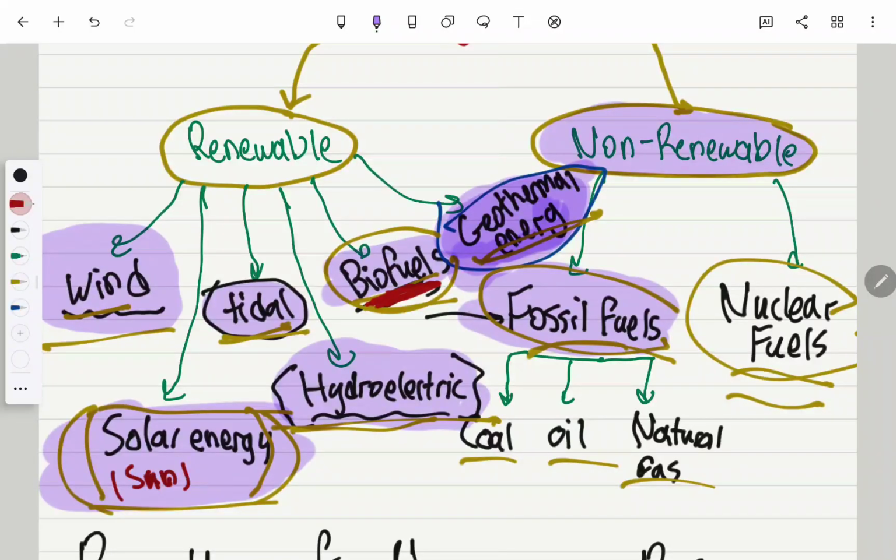All right, now going on to nuclear fuels. Again, they share the exact same features as fossil fuels when it comes to reliability and releasing some bad stuff in the environment and the surrounding.